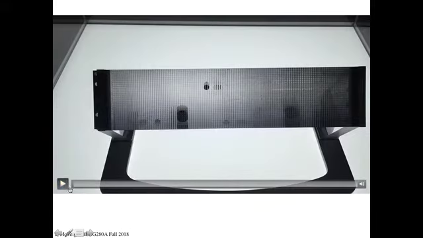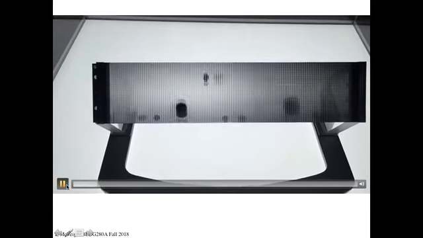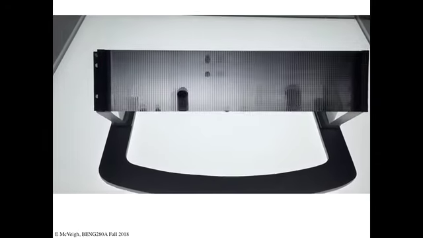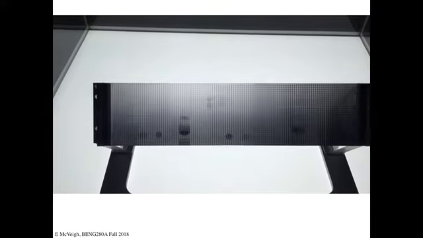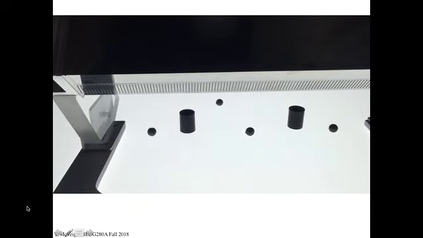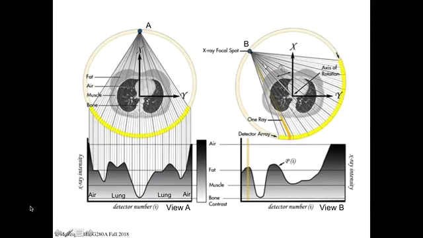Oh, this is a little movie of what you see if you're looking through the anti-scatter grid as you change your angle. You can see that certain things come and go depending on what angle you're looking at. So these are the objects under the scatter grid. The purpose is basically just to keep the X-rays you're detecting on a straight line. Get rid of the scatter.